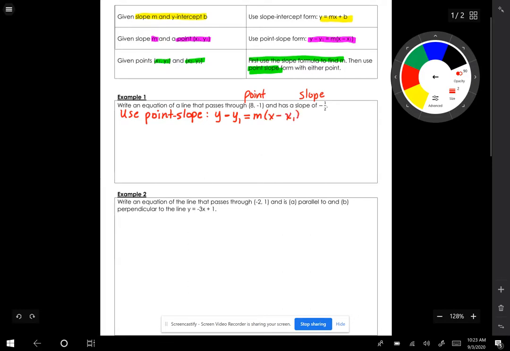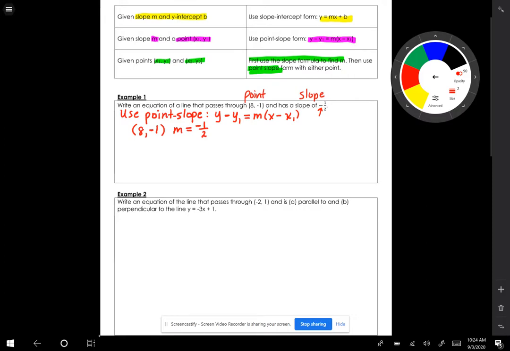When I let you use the review on the test, make sure that you have these formulas. Okay, so our point is 8, -1. I'll write it over here. And our slope, denoted by m, is -1/2. This -1/2 means one of the numbers is negative, but not both. So either 1 is negative or 2 is negative. And I always just make the top number negative.